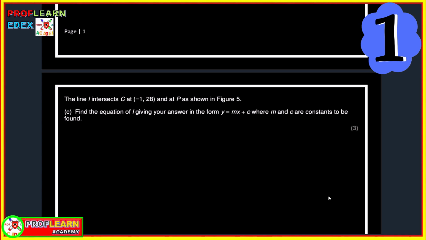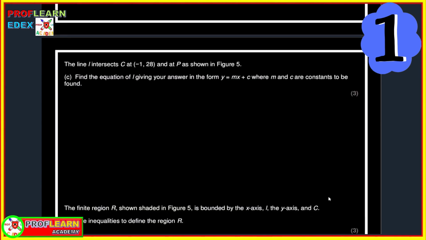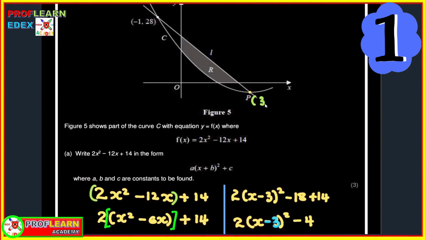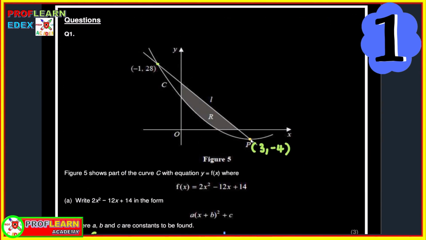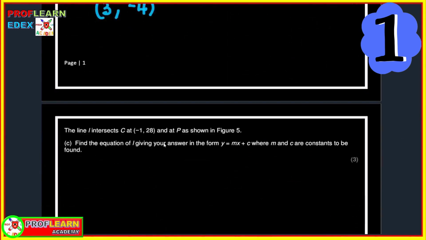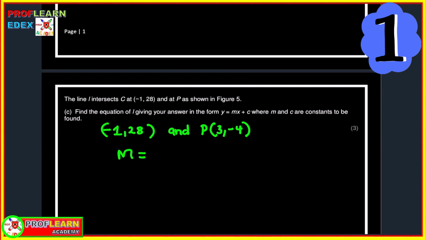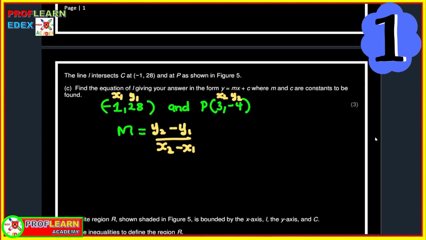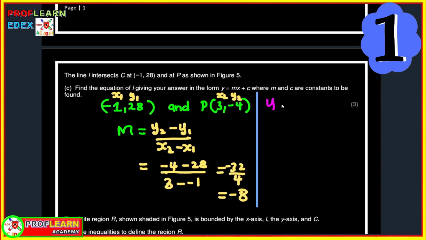And remember, the gradient of a line is change in y over change in x. I'll expect you to go and identify this coordinate because you have obtained it, and we also have the other coordinate as negative 1, 28. So we can come down here and write the coordinates and then use them to work out the gradient of this line L. This is the formula we're going to use, and we identify this as our x2, y2, and this as x1, y1. Then we substitute that into the gradient formula, and we end up with our final answer as negative 8.